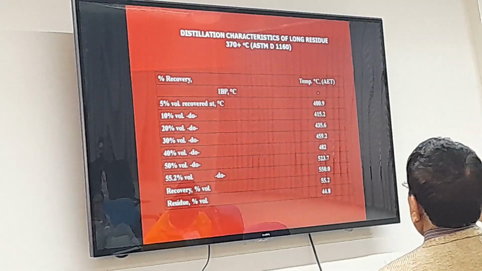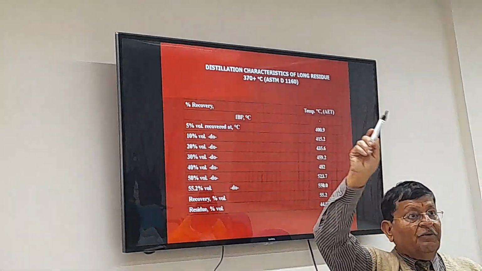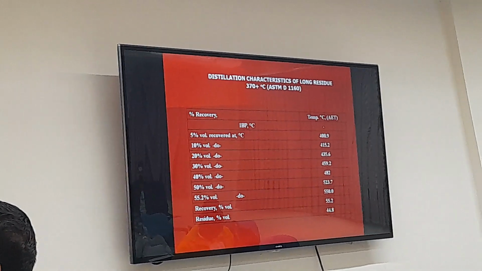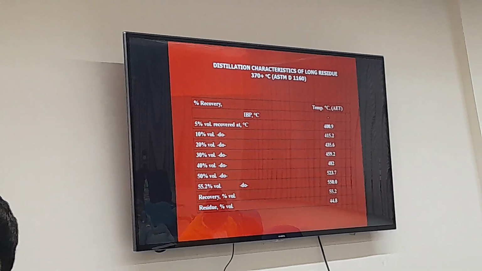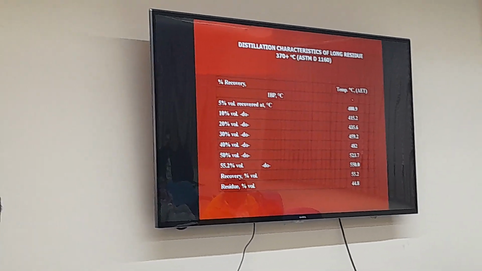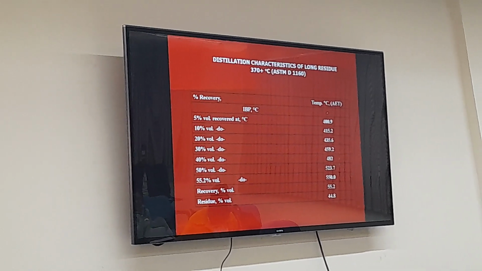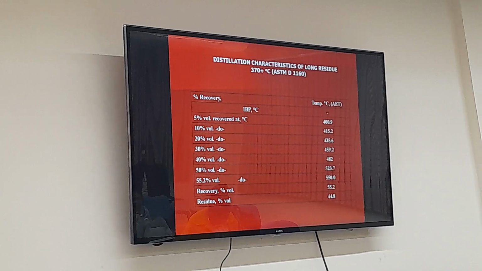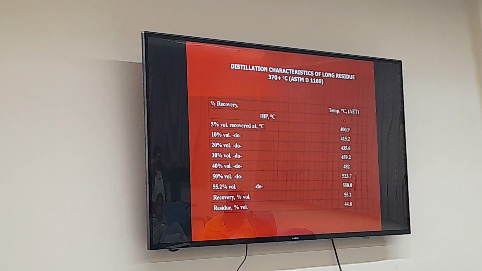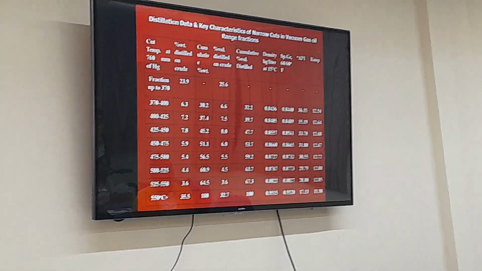So now we are making other cuts. We are making the fractions here. Up to here is 370. Then you are extrapolating. This is 379. This RCO. So now the 370 to 400, 400 to 450, 450 to 475.